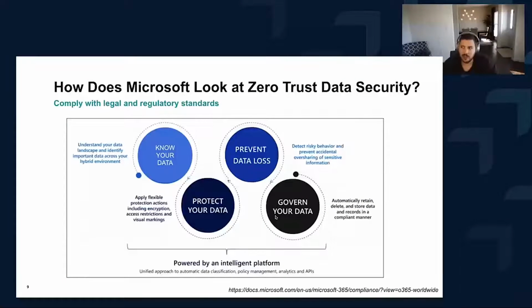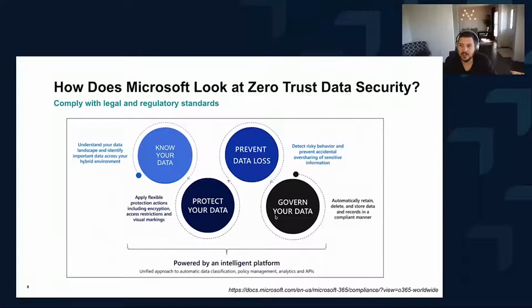The next thing you have to look at is how Microsoft looks at data protection for Microsoft 365, specifically zero trust data security. If you're not familiar with that term, in essence, it means never trust, always verify. This slide is, in essence, a copy and paste directly from the Microsoft documentation, where they are focused on complying with legal and regulatory standards. The way they have that categorized is into these four broad areas.